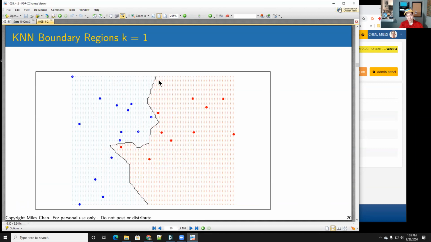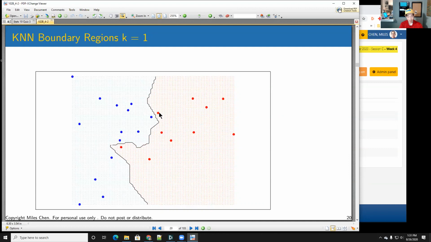Now, if I bothered, I could make the grid even finer, and these would end up being straight lines and not little jagged lines. But we're basically getting a grid, and you can see the boundary is formed where it's equidistant between the two nearest points that are red and blue.